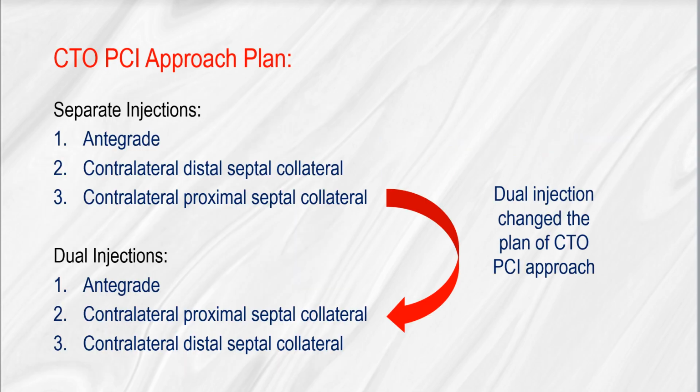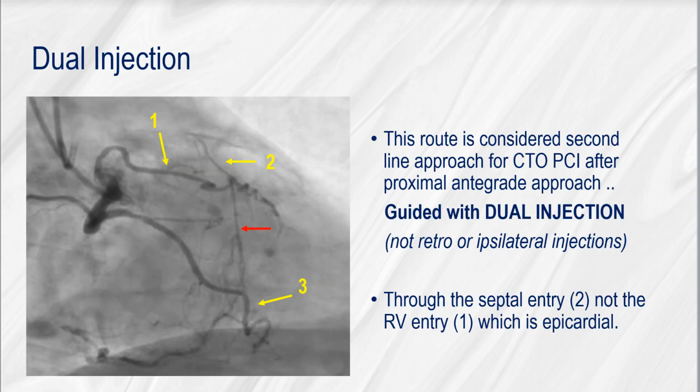Dual injection changed the plan of C2O PCI approach. Contralateral proximal septal collateral, which was the third line of approach with separate injections, is now the second line with dual injection. This route is considered second line for C2O PCI approach after proximal antegrade approach, guided with dual injection, not only the retrograde or ipsilateral injections, through the septal entry, not the RV epicardial entry.